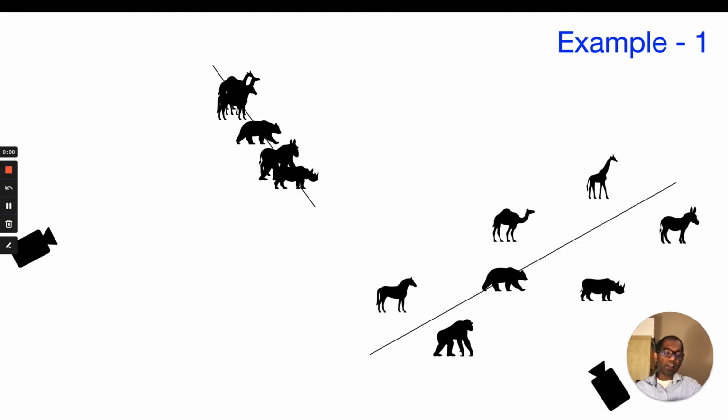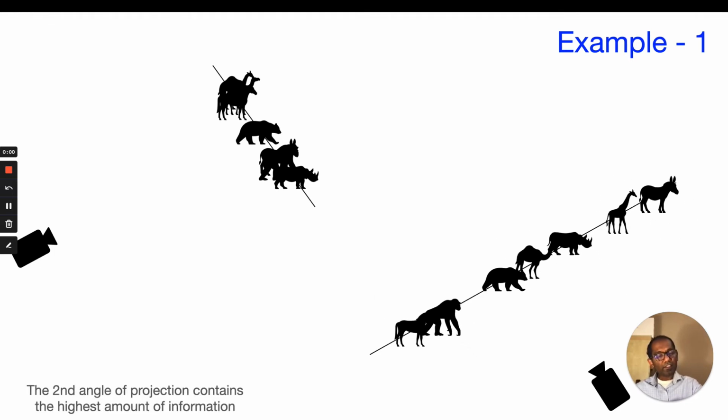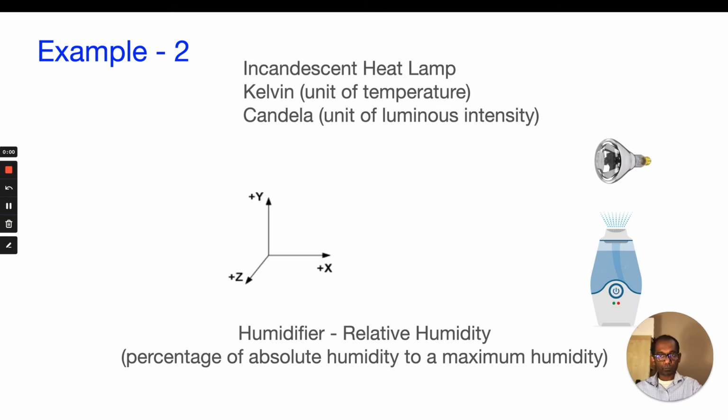On the other hand, if I keep my camera in this angle and I take my picture, then I have the highest amount of variance, or I'm able to get the highest amount of information. This is what is principal component analysis, where we are able to take a picture of our data point which gives the highest amount of information. Let's move on to next example.